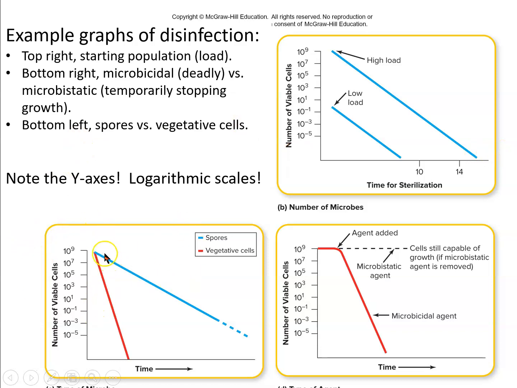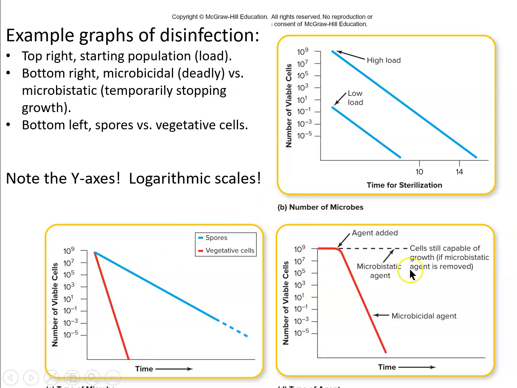This down here would show the difference between endospores and vegetative cells. So endospores would have a much longer decimal reduction time. So it would take much longer to go from this high population down to a low population compared to vegetative cells, which would happen much quicker.